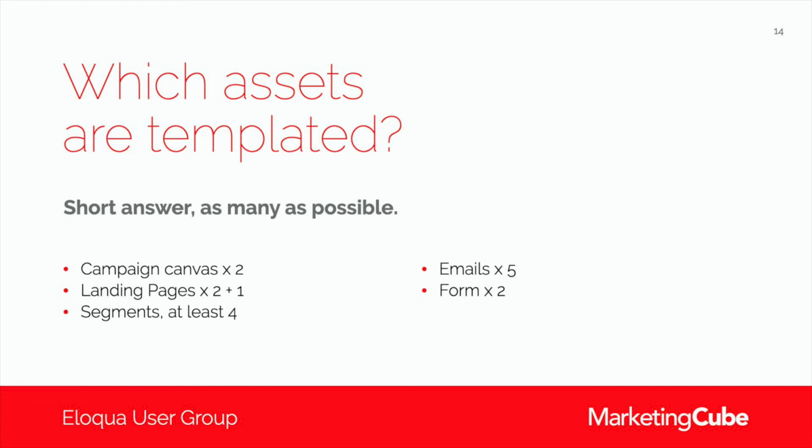Then we also have segments. Now we have multiple segments, and again, they're templated, and I'll show you what those templates look like. Multiple landing pages, segments, as I said, at least 4. Emails, it's around 5 emails, and each of those are templated, and a couple of forms as well. So let's have a look at the rest.